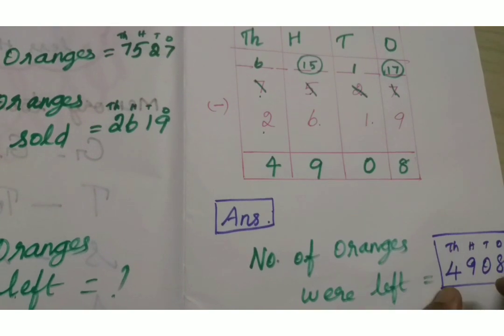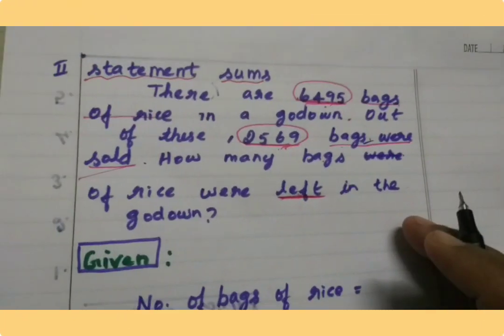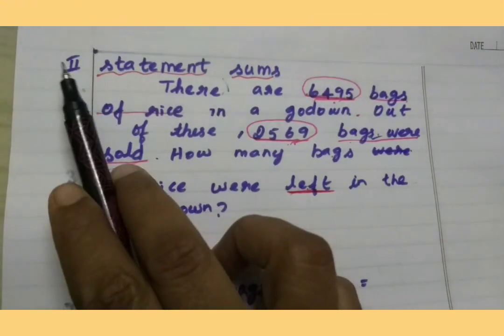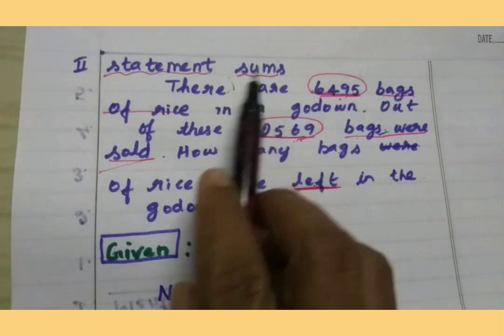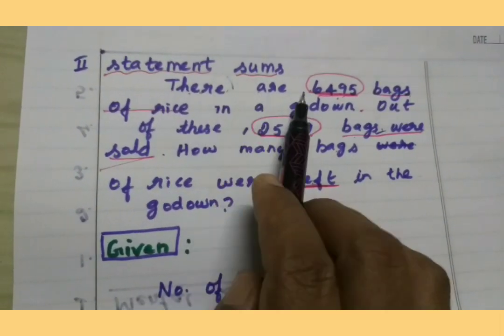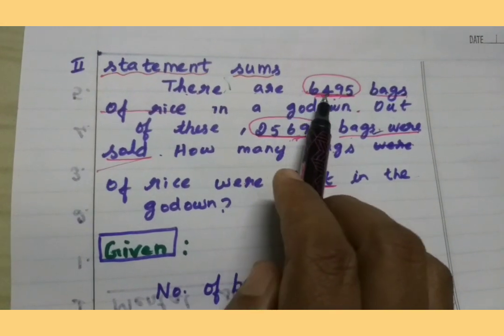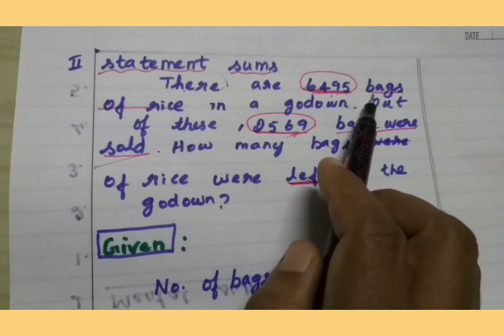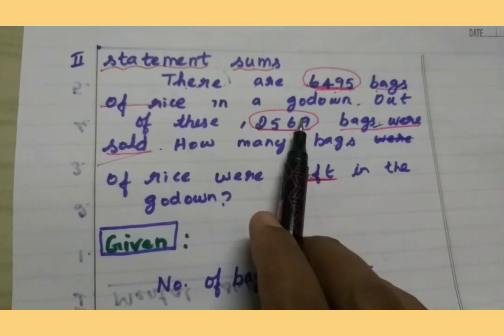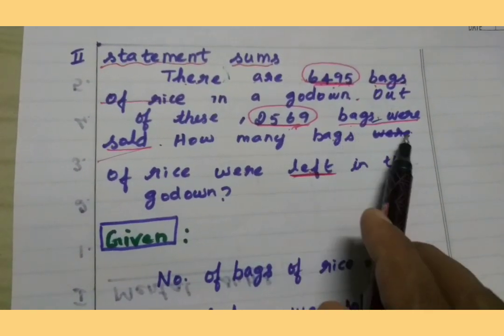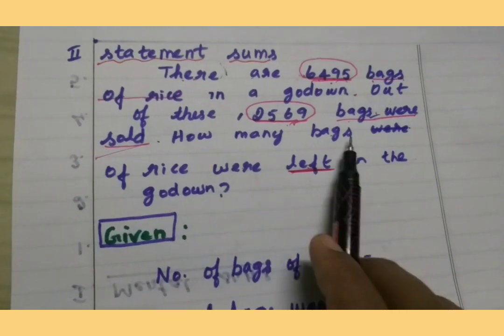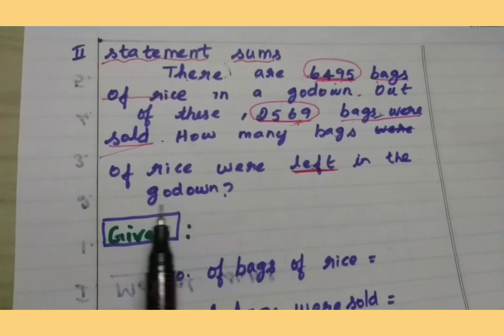Okay, hope you understood. Thank you. Students, all of you take down your maths class work note. Again, you have to write the second Roman numeral. The heading is statement sums. The question is: there are 6,495 bags of rice in the godown. Out of these, 2,565 bags were sold. How many bags of rice were left in the godown?